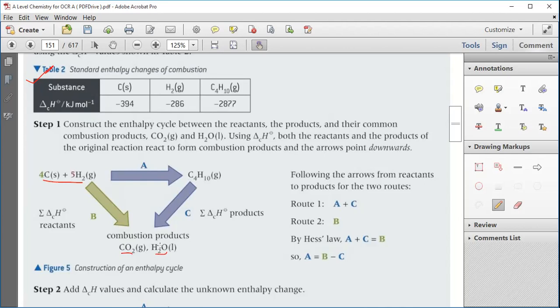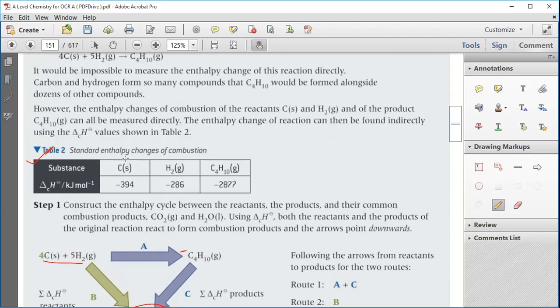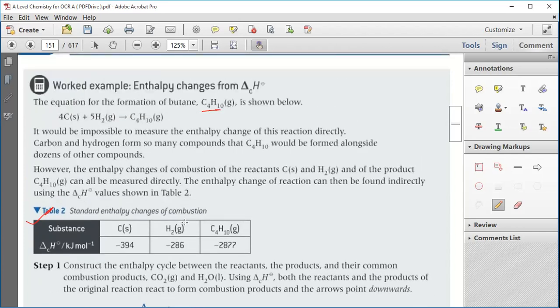Clear? It's a different thing. Earlier it was this C2H thing, but in this case we are writing the combustion product. The bottom ones are products. This C4H10 is the main product. These are the additional ones. So the reactants make combustion products and the main product. Now what we need to find out.